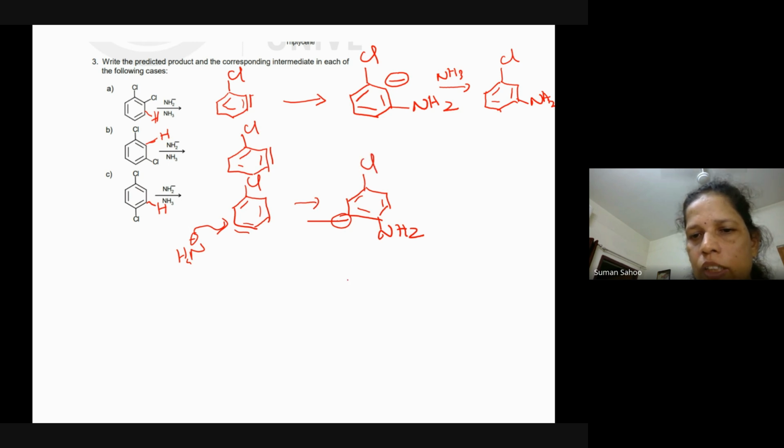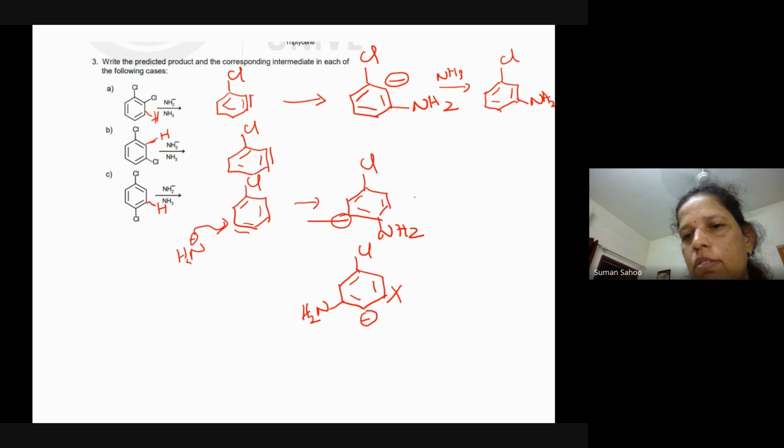Or chlorine, or you would get NH2 here and a negative charge here. So this is not stable, this is more stable. So that gives you the final product.